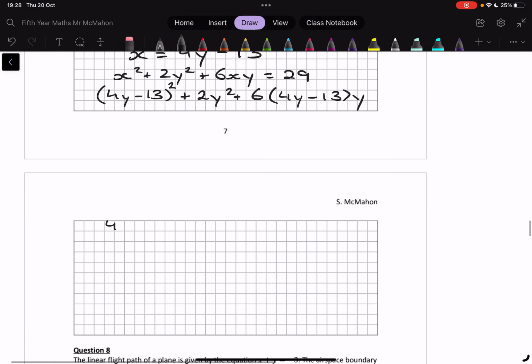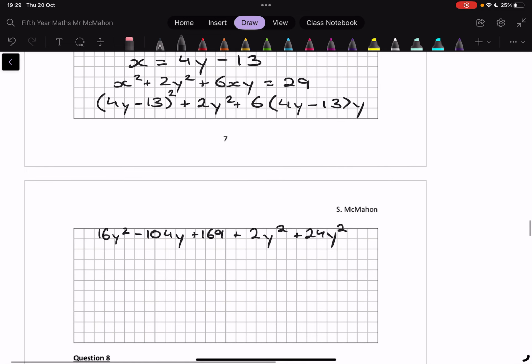So here it's (4y minus 13) squared. So we are going to have 16y squared. 13 by 4 is 52. So we'll have plus 104, or sorry, minus 104y. And then 13 squared is 169. Plus 2y squared, which we had from our question, plus 24y squared, doing that one out quickly. Then 6 by 13 is 78, so 78y. And that's all equal to 29 still, as we had in the original question.